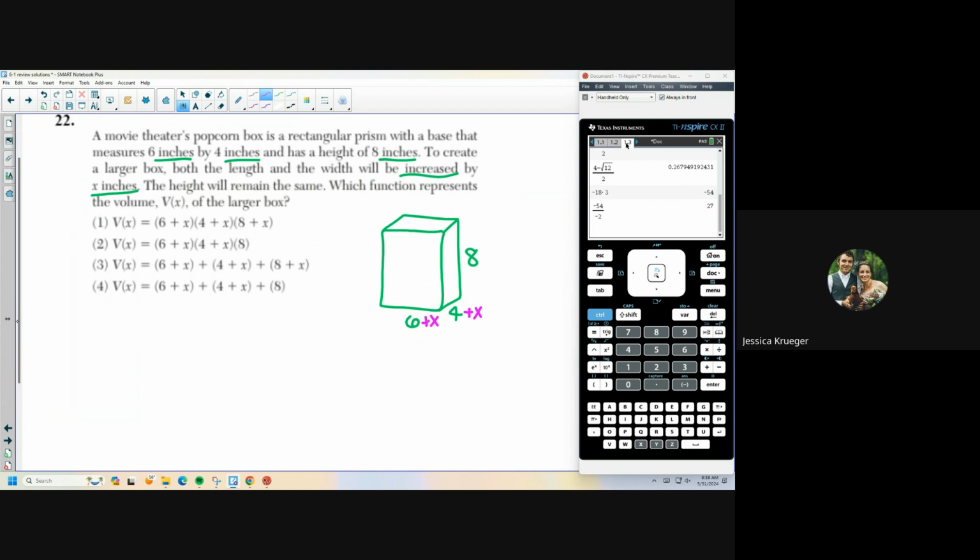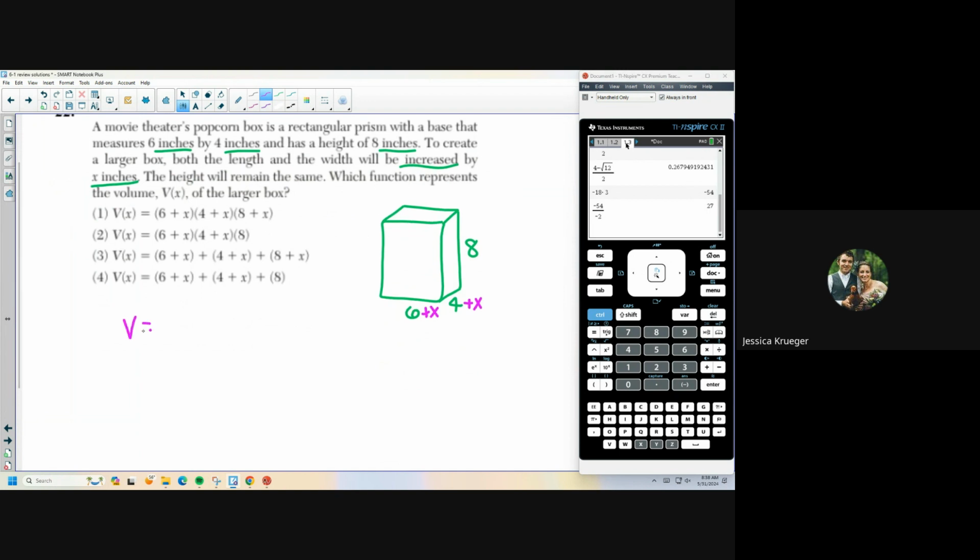Which function represents the volume? Well, volume is length times width times height. So my length is now 6 plus X. My width is 4 plus X. And my height remained the same. So since the height remains the same, I'm going to get rid of 1 and 3 because those increase the height by X. And then it comes down to 2 and 4. 2 is the only one that multiplies.